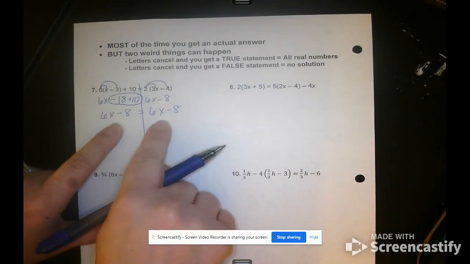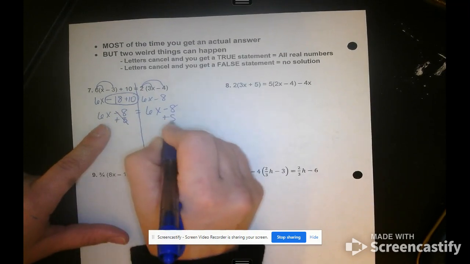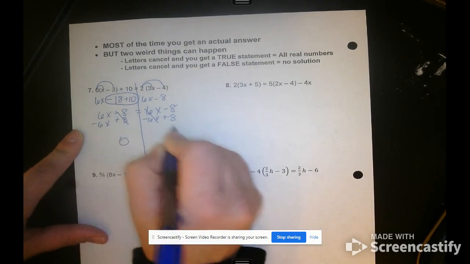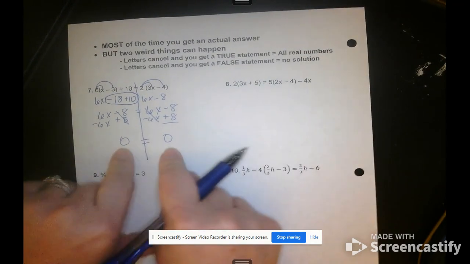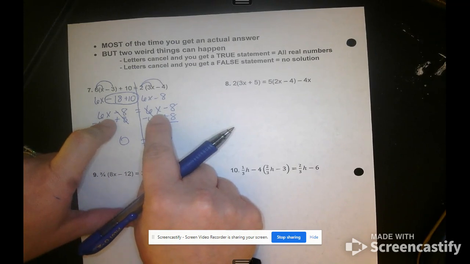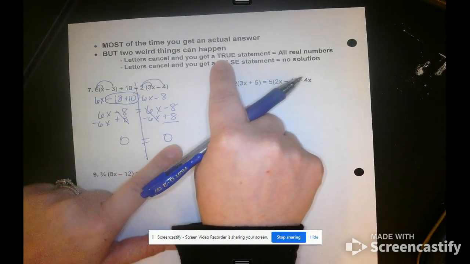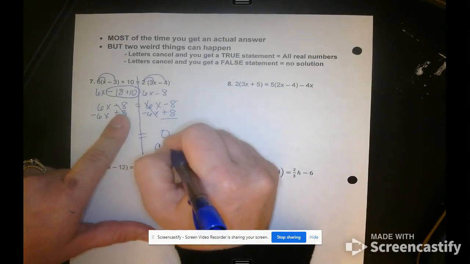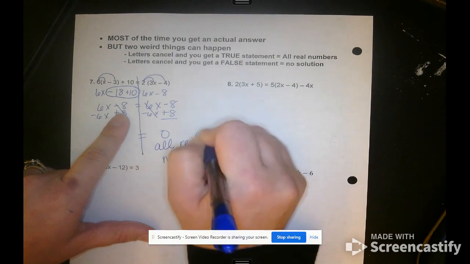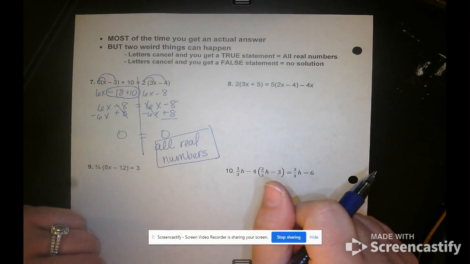Now look at this. Are those exactly the same? Yes. So if I brought my numbers to the right and brought my letters to the left, this would equal 0. This would equal 0. So is 0 equal to 0? Yes. So could I plug any number into x and make it right? Yeah. So right here, it says letters that cancel. Okay, so if you get something that cancels to 0 equals 0, that means all real numbers are a solution. That means I could plug in any real number for x, and it would work on both sides. Okay?